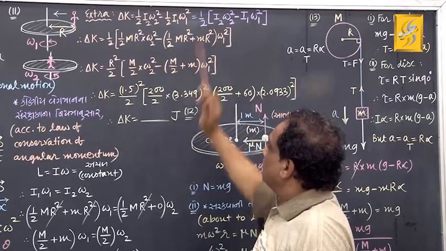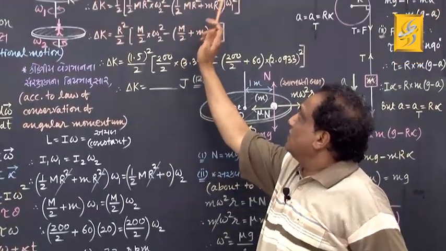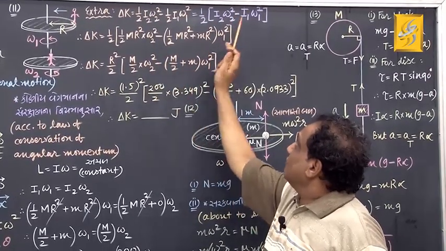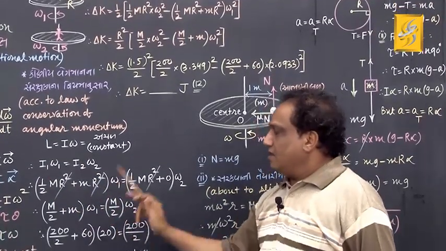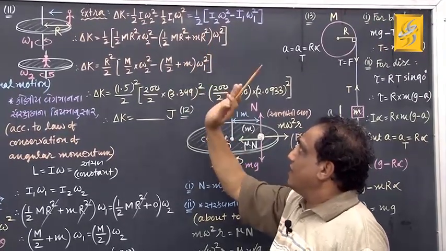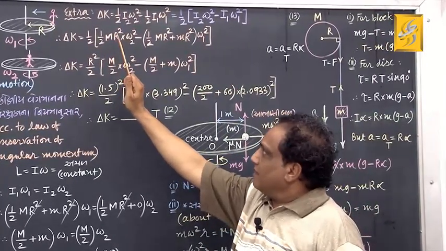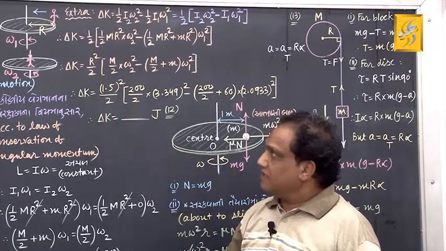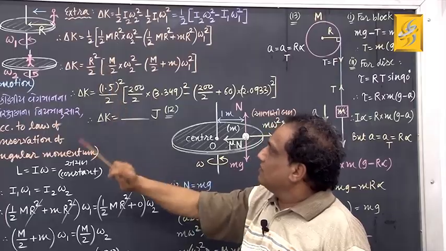What is I2? I2 is half m r square. So I2 is half m r square into omega 2 square, minus, what is I1? I1 is this much. The same bracket I have written here without any change: half capital M capital R square plus small m capital R square, into omega 1 square. Got it? Now this R square I just take out. I am taking out only R square. So when I have taken out this R square, here it will be R square by 2.